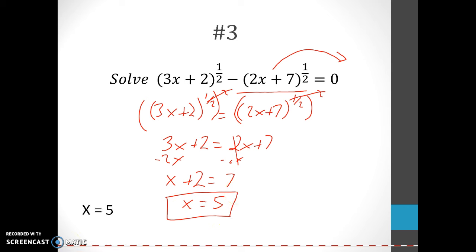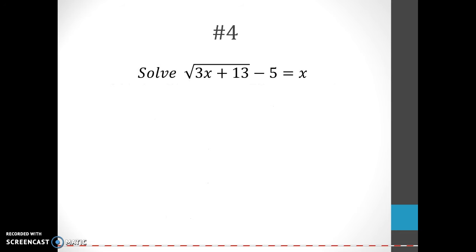All right, and so we get x equals 5. Let's go ahead and move on to number 4. Now here's a situation that we haven't had. It's a square root equation, but we have both x's inside the radical and an x outside of the radical. And so this means there is a possibility that we could get an extraneous solution when we finish this one up.